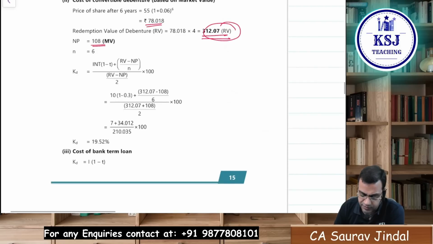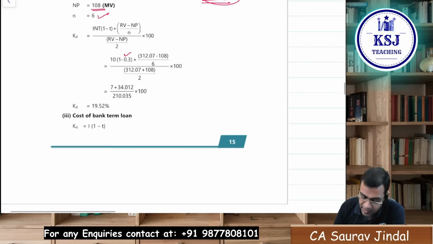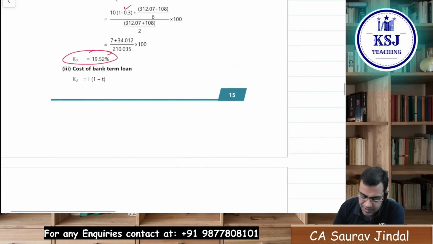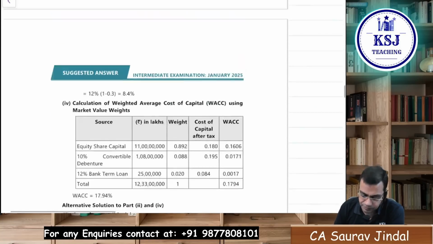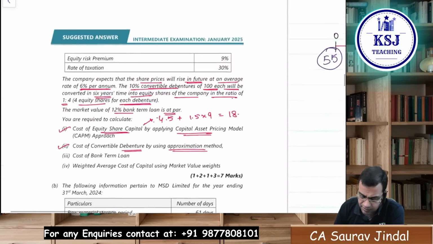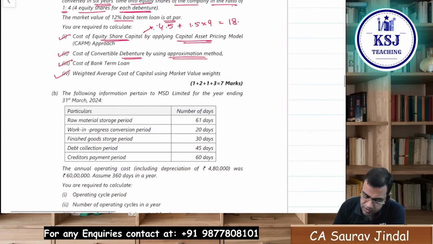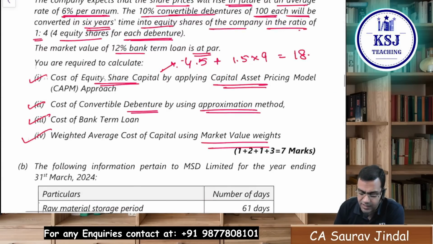Market value will take 108. N is 6 years. Interest is there. Tax, please do not forget to take the tax impact. Please do not commit this kind of a mistake. So KD you will get. Bank term, simple sir, I into 1 minus T. I into 1 minus T. That is simple. Then weighted average cost of capital using the market value weights that you can do, sir.